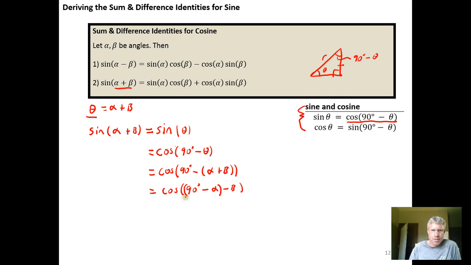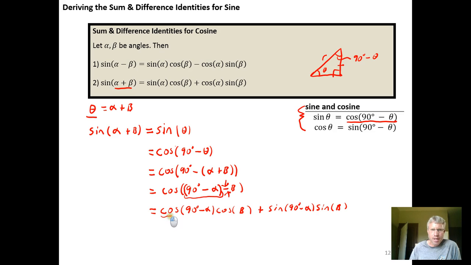And if I do this, I have a form here where there is one angle minus another, and I know how to deal with that. The difference identity for cosine says that if I have the difference between two angles, I take the cosine of the first angle times the cosine of the second. And if it's a minus, I'm going to get a plus right here, and I'm going to take the sine of the first angle times the sine of the second. And it happens to be that our first angle is 90 degrees minus alpha. The second angle is beta.